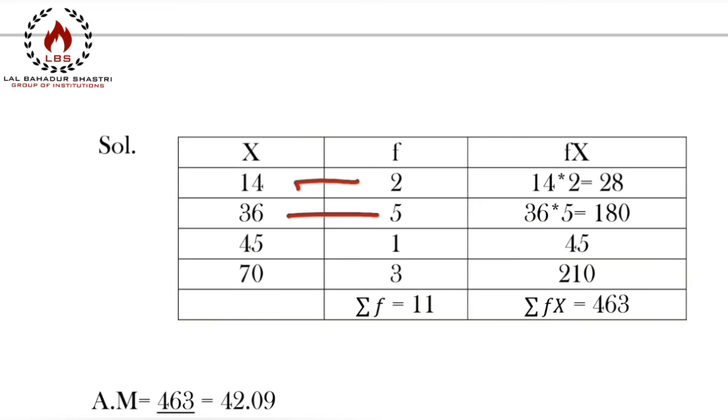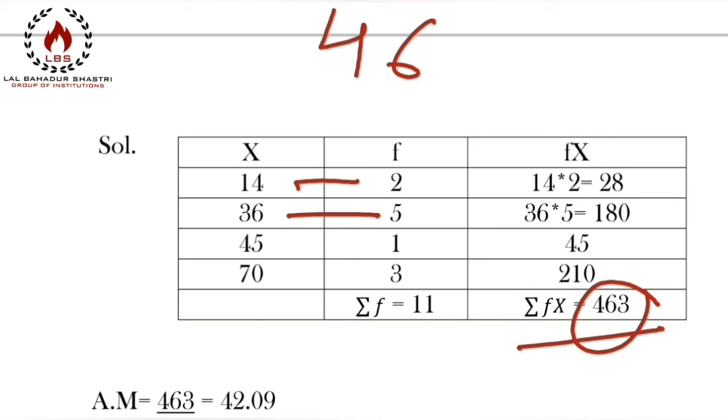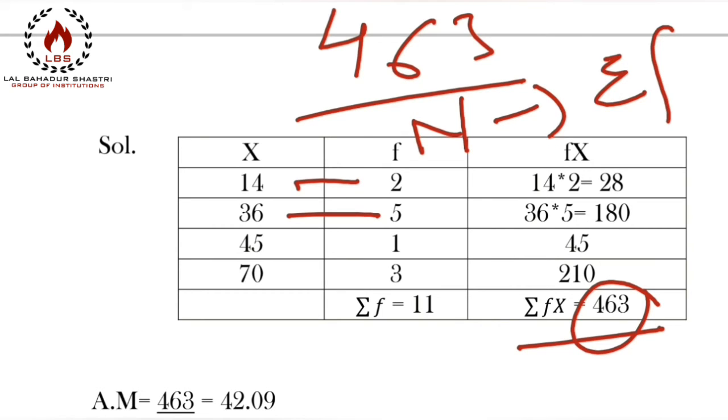With the particular frequency, we have to multiply it. Sigma fx: 14 into 2 is 28, 36 into 5 is 180, then 45 into 1, 70 into 3, and then we have to take their sum. Sigma fx is equal to 463. Then nothing you have to do is 463 divided by n, and now n is converted into sigma f.